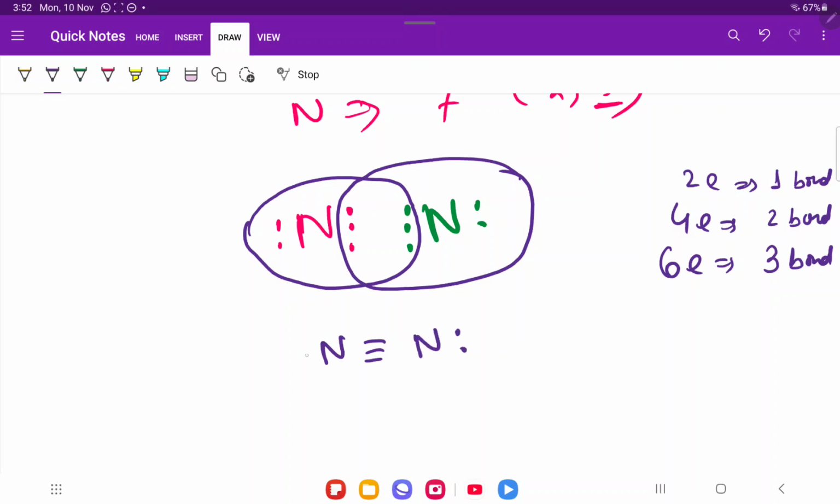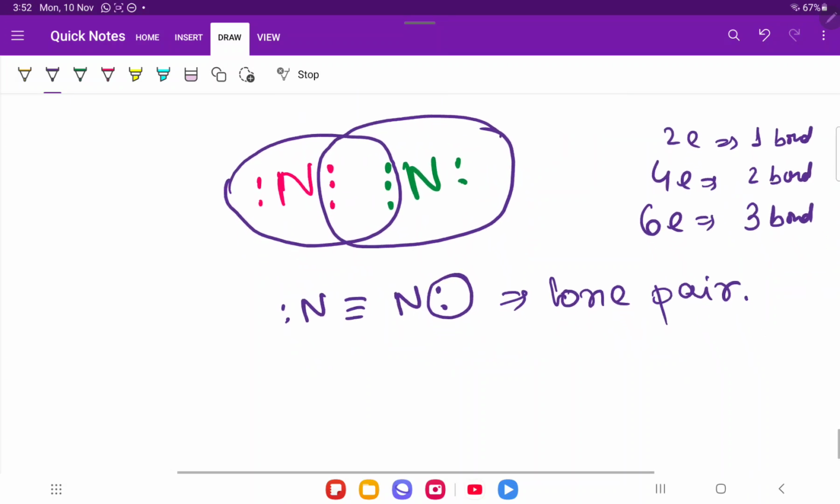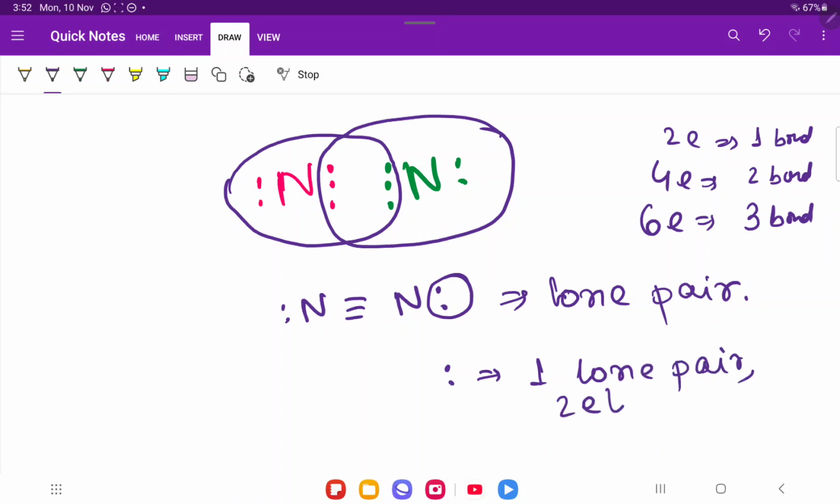So the remaining electrons we can keep like that. And you know what this is called? This is called lone pair. A lone pair means the electrons that are not used in bond formation, right? That is what is called a lone pair. You can say lone electrons also. So if 2 electrons are there, then it is 1 lone pair, right? 1 lone pair or 2 electrons.